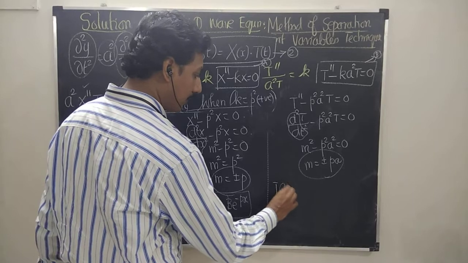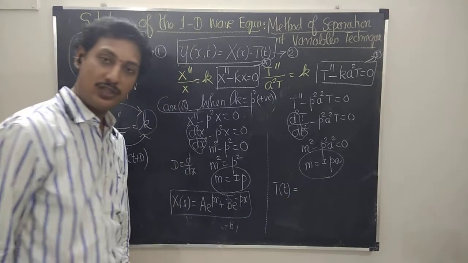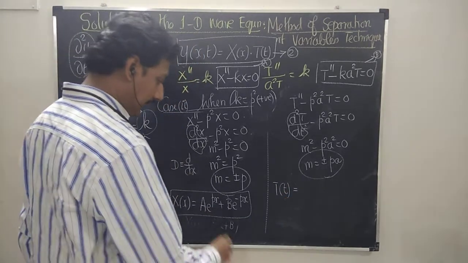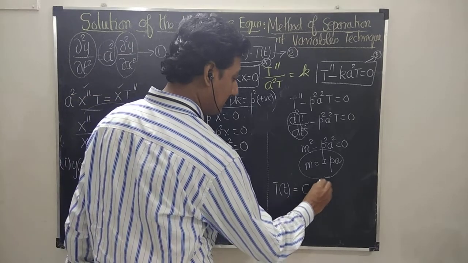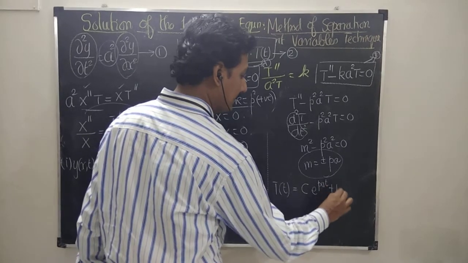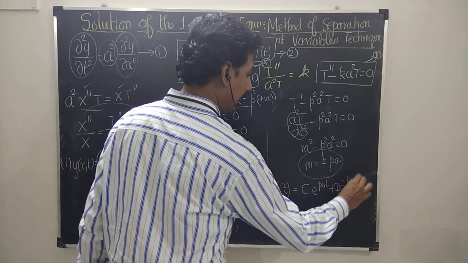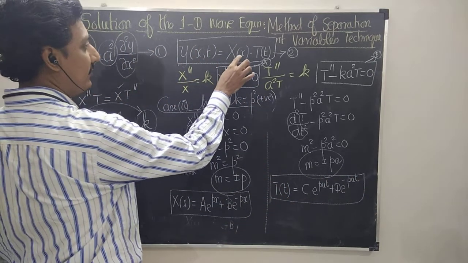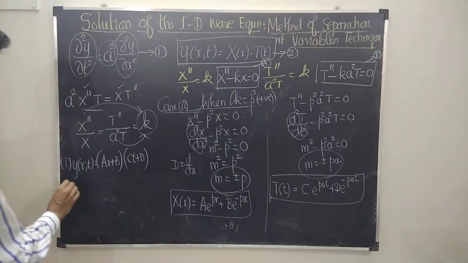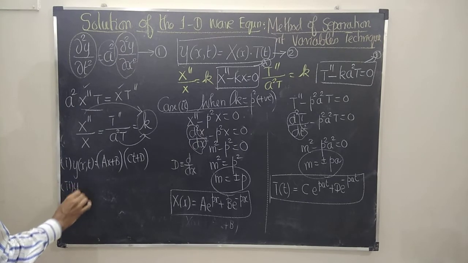So what about the complete solution or the complementary function for the function T? I used a and b already for X, so this time c and d: c e to the power plus pat plus d e to the power minus pat. So this is the T. What is the requirement? X of x into T of t. So this is my second possible solution.